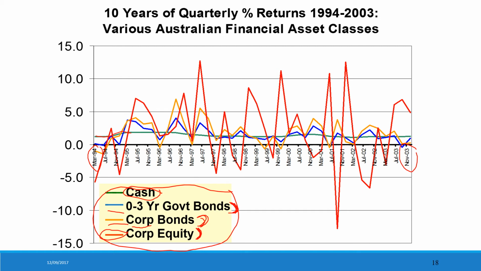So this graph shows the time series variations in the returns of these different asset classes. And as we expect, the returns of cash or short-term securities do not vary that much. It's more or less a flat line. Government bonds are a bit more volatile, but not very much compared to corporate bonds, or especially corporate equity. So equity, being the riskier asset, also has a higher volatility in its returns.